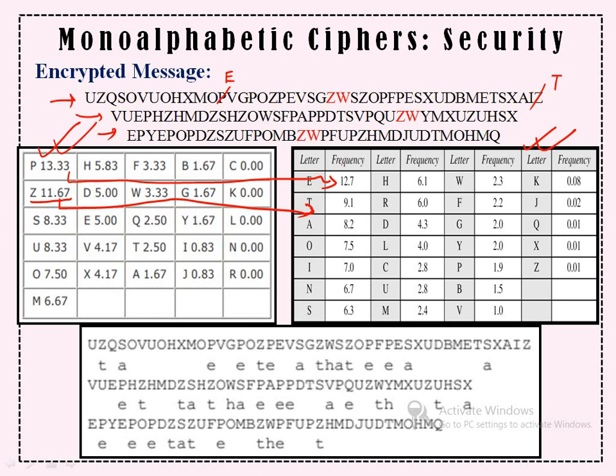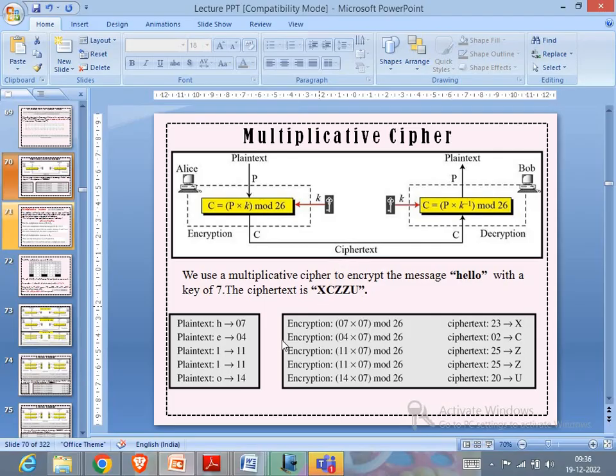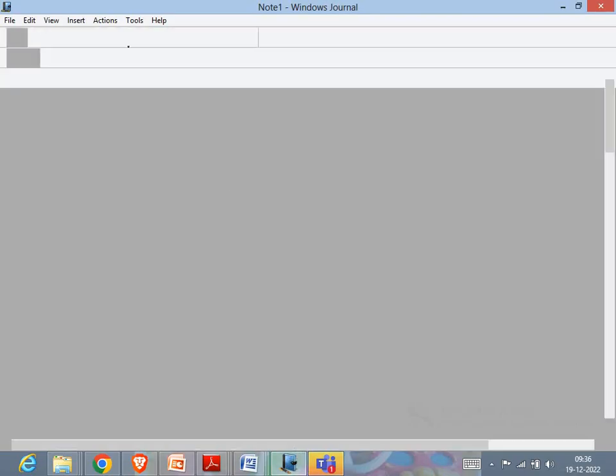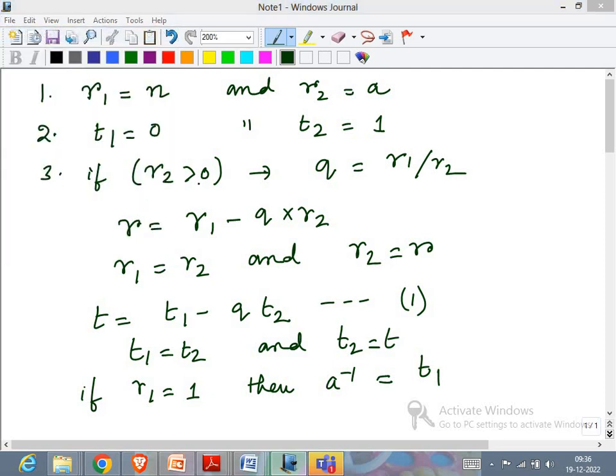Maybe I'll just do one thing. I'll just open, because I have to cross both times, so I'll just reopen this one once again. Please make a note of this.